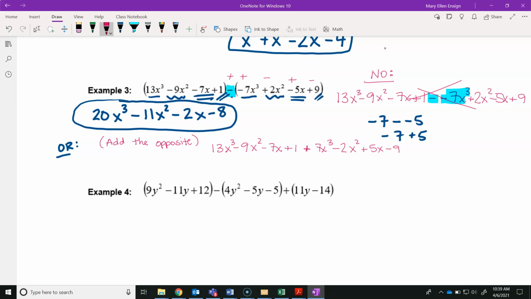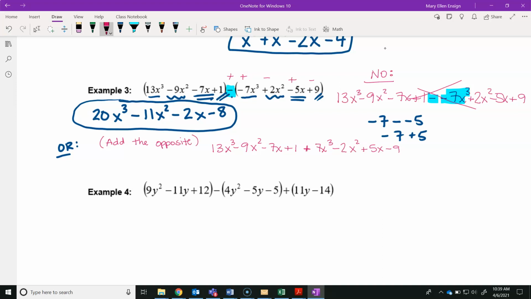Now I don't need my parentheses anymore because I've changed it to an addition problem, and I've taken care of that subtraction. I've taken it into account because subtracting a negative is going to be a positive. Subtracting a positive is going to be a minus, right? So I've taken that into account as I rewrite those.